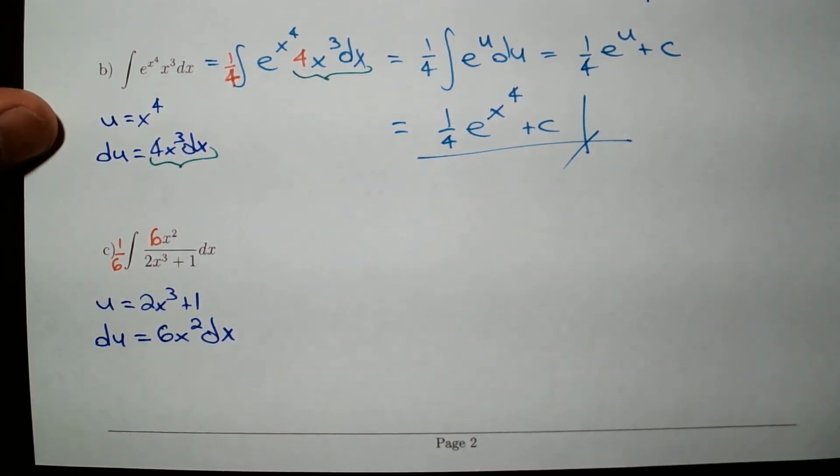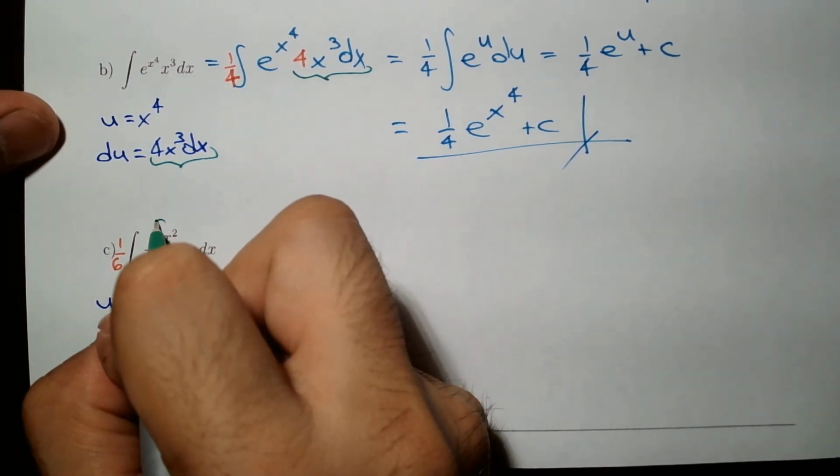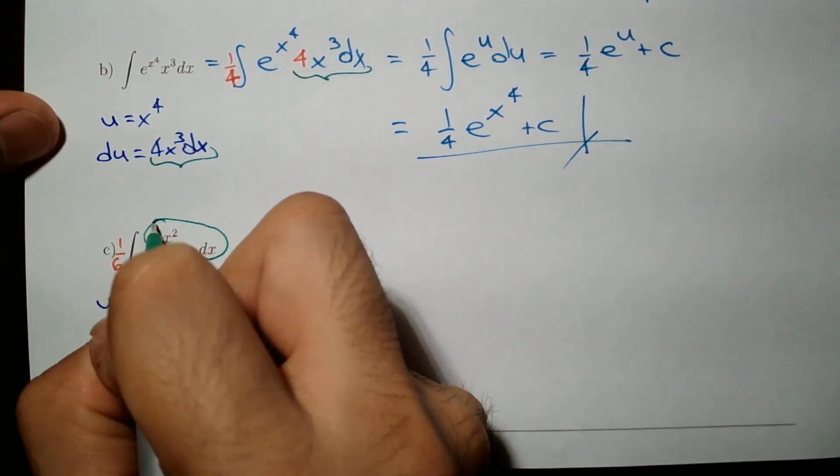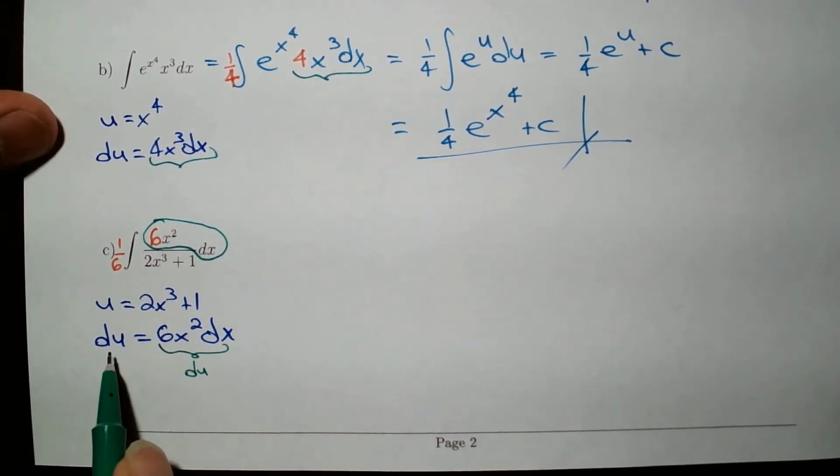Alright, so let's do the substitution. In this case, this is going to be our du, just the same as we grouped it here. That's going to be our du, 6x squared dx. That's our du.